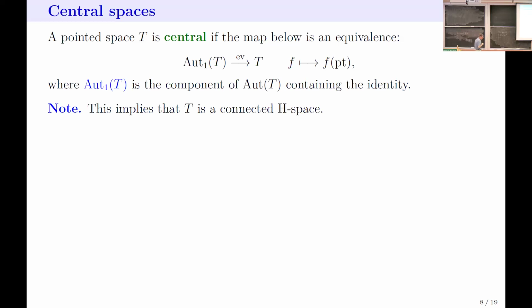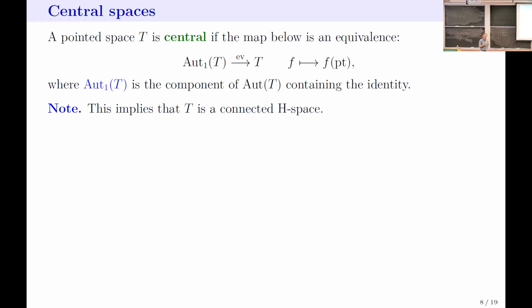So if we have a pointed space T, I'm going to say what it means for it to be central. I take the space of self-equivalences of T that are in the component of the identity map. So they're homotopic to the identity map. They're not pointed self-equivalences. They're unpointed self-equivalences that happen to be homotopic to the identity. I can take such an equivalence and evaluate it at the base point and get a point in T. And if that map happens to be an equivalence, I say that T is central.